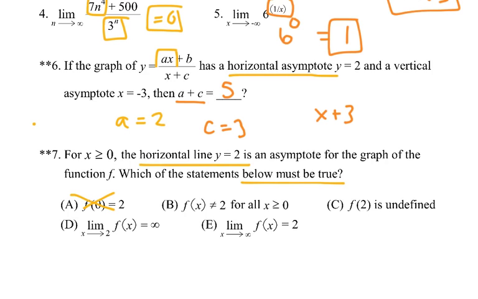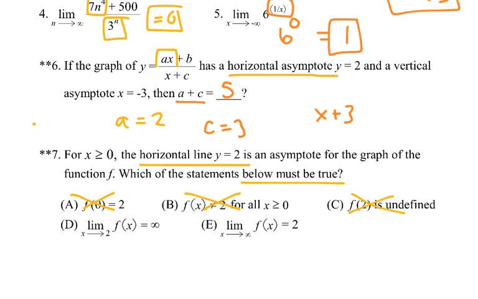B, f of x does not equal 2 for all x greater than or equal to 0. That is not necessarily true either. We could have y values at 2. It could be true, but it's not necessarily true. C, f of 2 is undefined. That doesn't have to be true either.